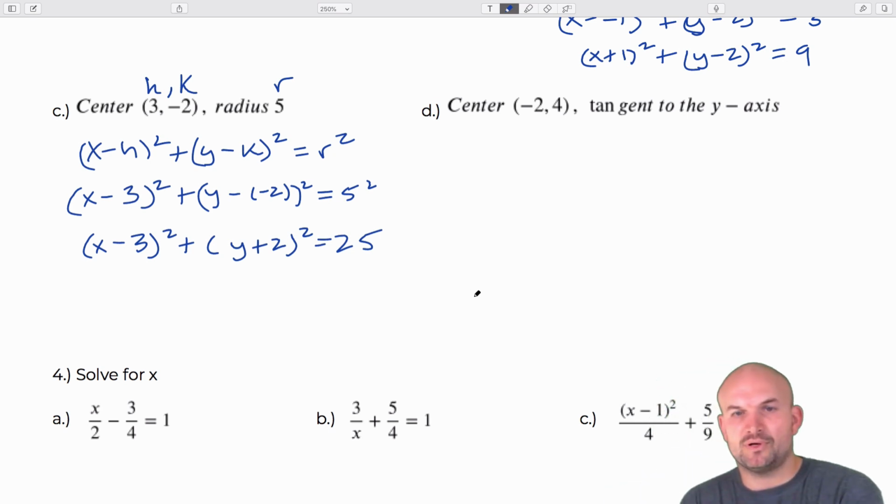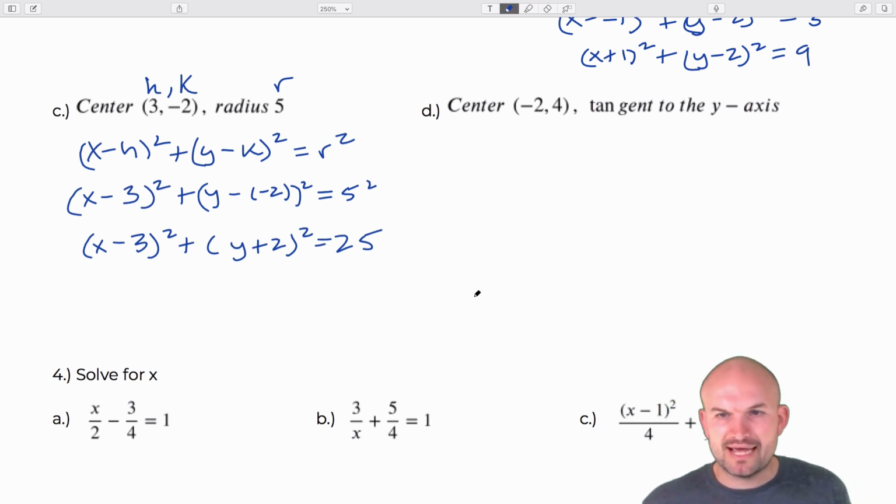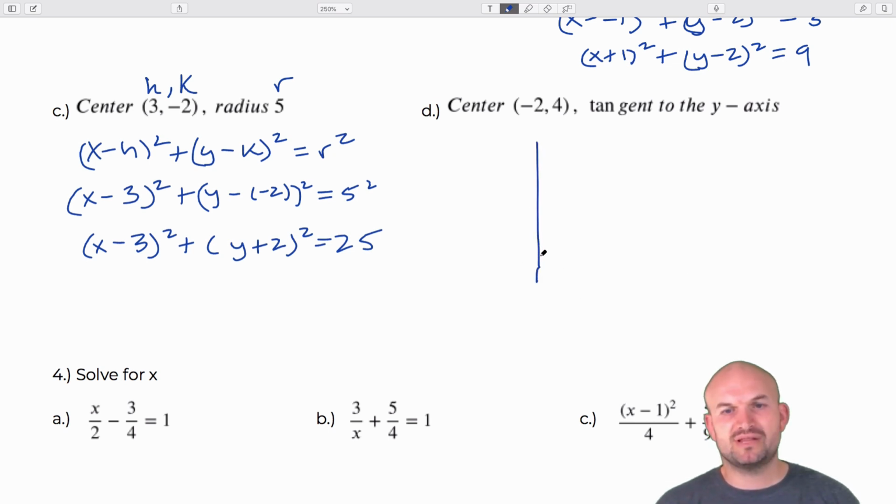All right, last example. We have the center (-2, 4), and then the graph is tangent to the y-axis. So again, I think it's really important just to plot this information here. So we have (-2, 4), 1, 2, 3, 4. And then it's saying it's tangent to the y-axis. So again, remember tangent means that it's only going to touch at that one point, right there.